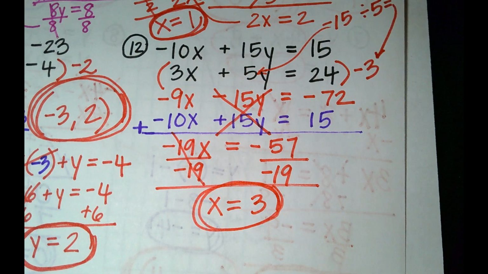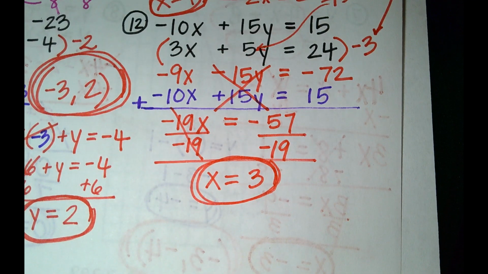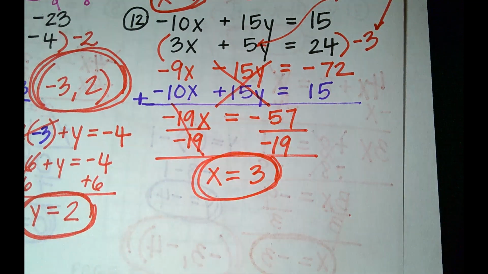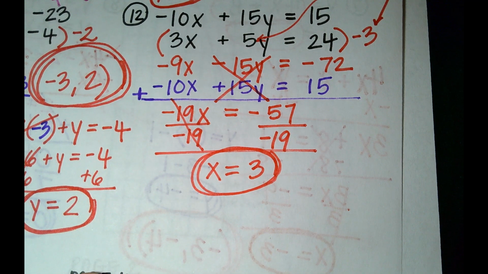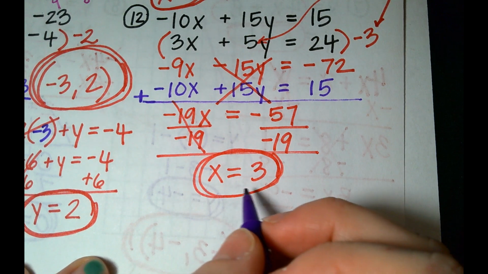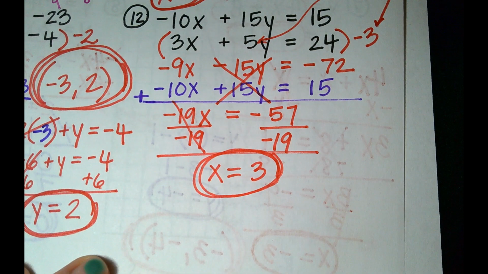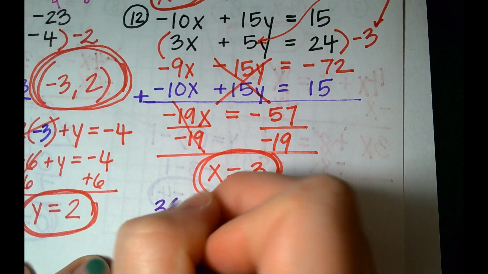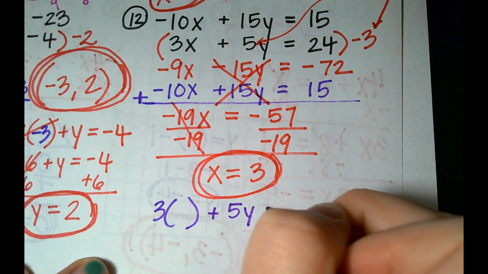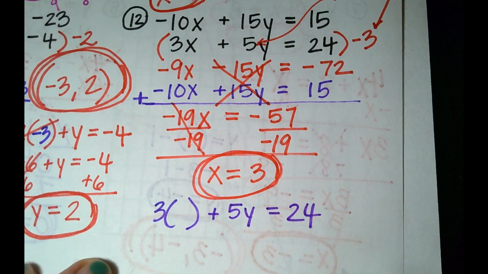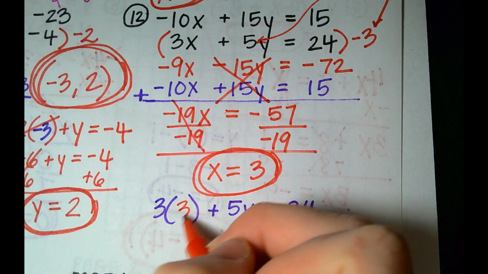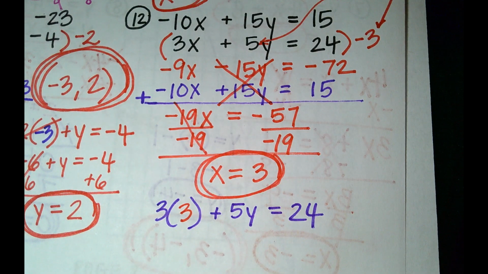Okay, let's solve for y. I'm going to use the bottom one. That's what I'm thinking too. We got smaller numbers there. So we found x. That's what we need to plug in. 3 times x plus 5y equals 24. Just plugging in my 3 for x.